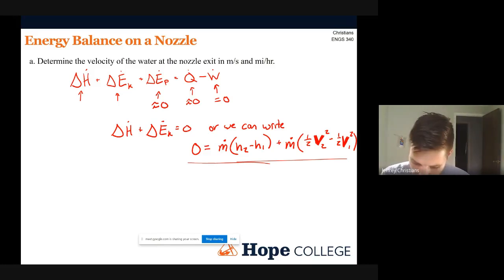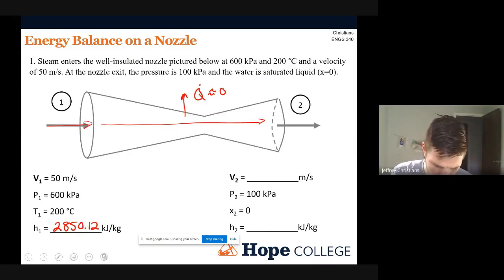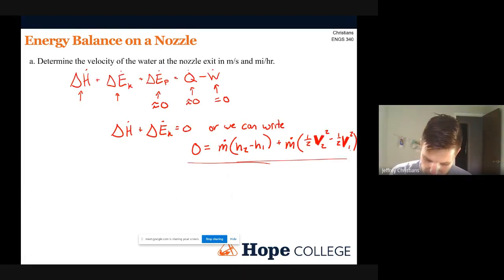Okay, so what we know so far, if we go back to the problem, we're given the initial velocity. We found the initial enthalpy. So we have 2 of our 5 variables. We can divide both sides by m dot, and that will actually just fall out of the equation because we have a 0 on this side. So we have this, we have this. We need either the final velocity or the final enthalpy.